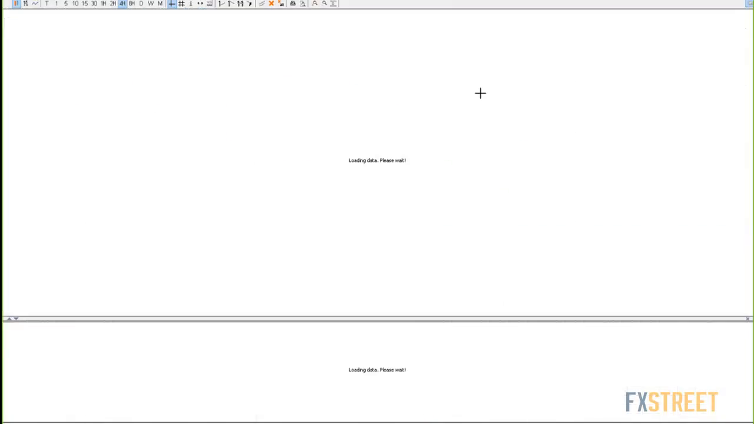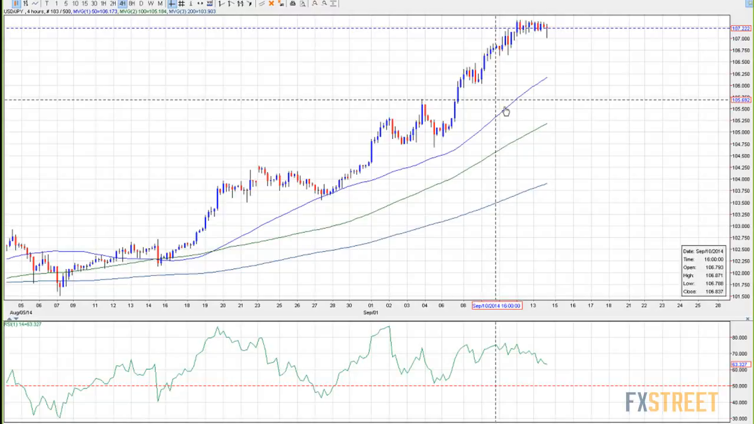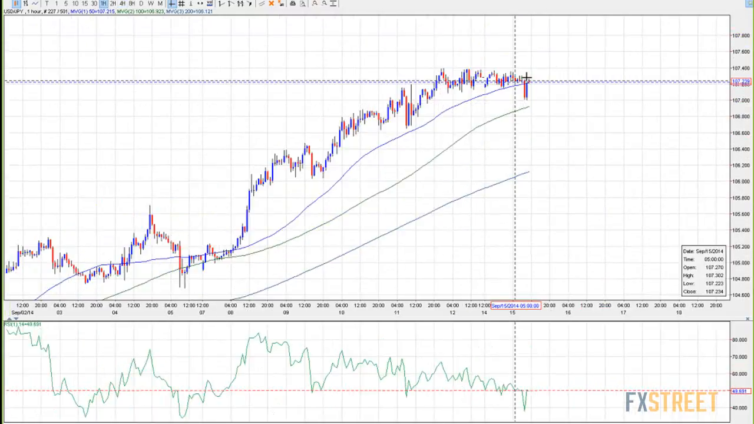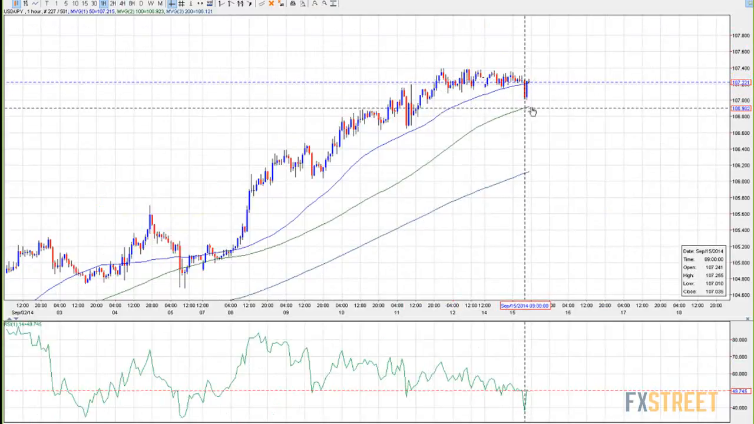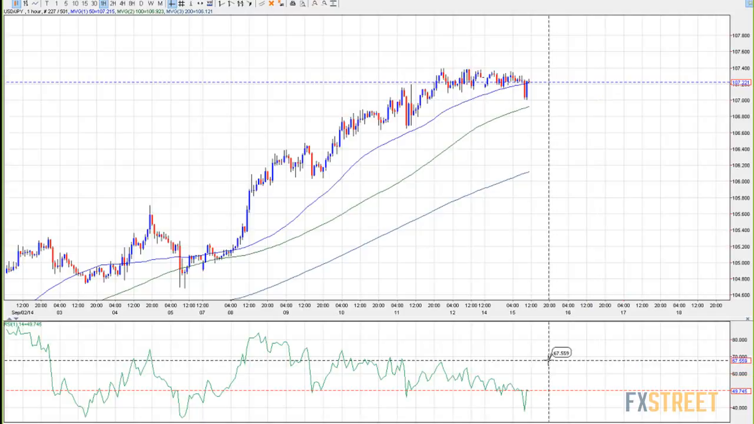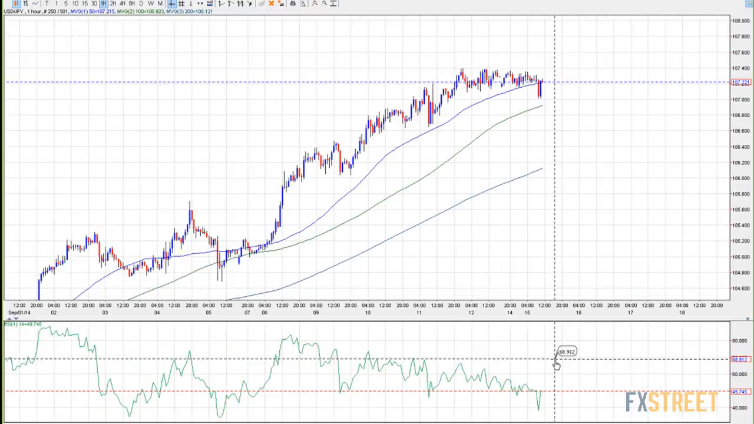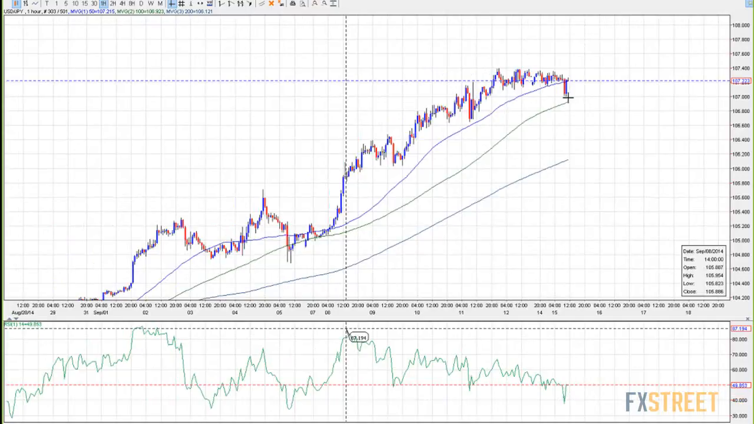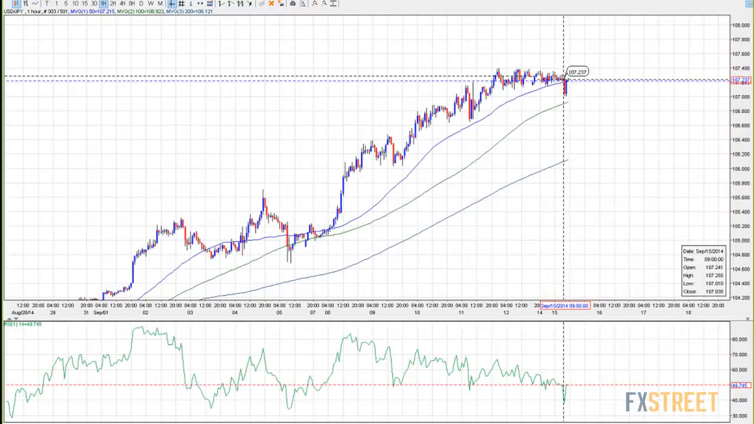Let's see what's going on with the dollar yen consolidating in the 1-hour chart. We saw the dip here following the US data, but not a lot of follow through. The momentum is still bullish with the RSI holding above 40. Price looks like it wants to come back above the 50-hour simple moving average.